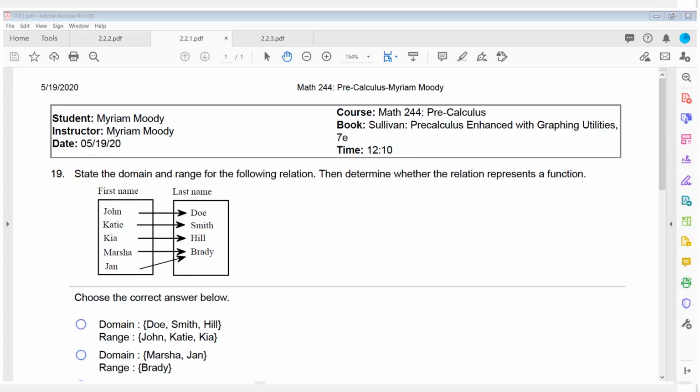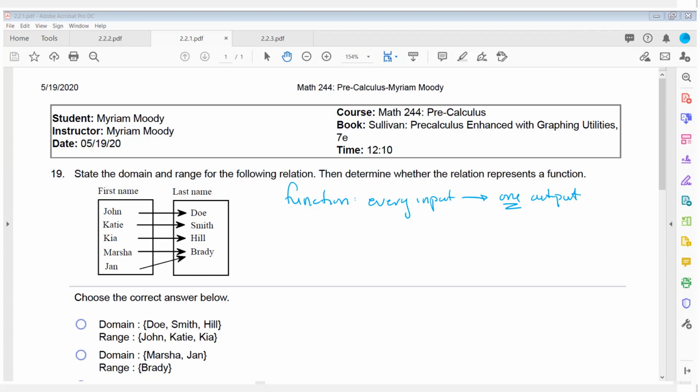In this particular case, they give me a mapping, and they're asking me to state the domain and the range for the following relation. Remember what I mentioned about a relation. A relation is a correspondence between data points. Okay? And they would like us to determine if it's a function. So let's determine if it's a function first. So remember the definition of a function, right? My very quick definition: every input goes to one output. So let's take a look at each input.